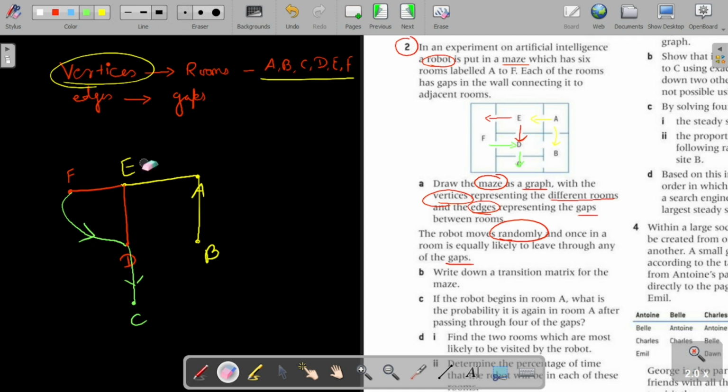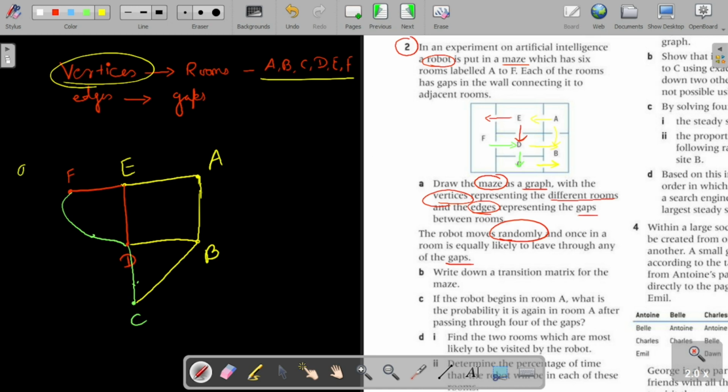I think I should not mark arrows, because he can go from F to D and D to F also. The robot is free to move in any direction, so I should not mark any arrows. So from D to C, he can go from D to B as well. So D to B, there is a path also. So let me write the vertices outside of this diagram. This is going to be vertex A. I think all 6 vertices A, B have been marked, and there is one gap also that connects C to B. So you may connect C to B. There are no arrows in this graph. Why? Because the robot can go from F to E, E to F also, right?